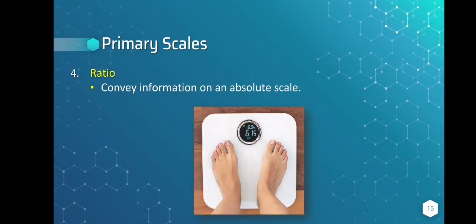The fourth primary scale and the last one is the ratio scale. Ratio scales inform us about the order, the exact value between units, and have an absolute zero. They are the ultimate data measurement scale. They can be used for a wide variety of descriptive and inferential statistics. When it comes to statistical analysis, ratio scales open up a world of possibilities.